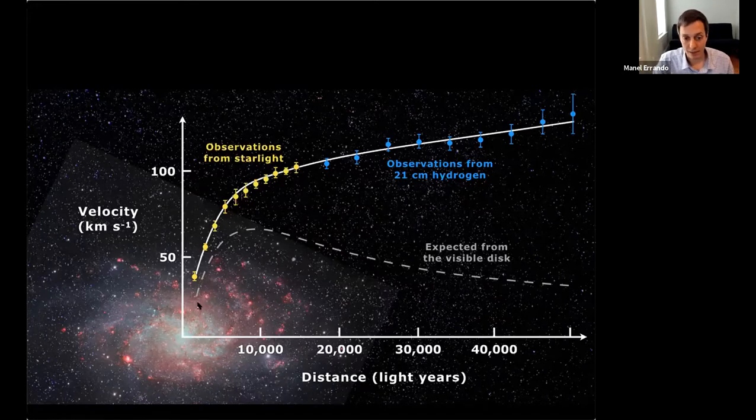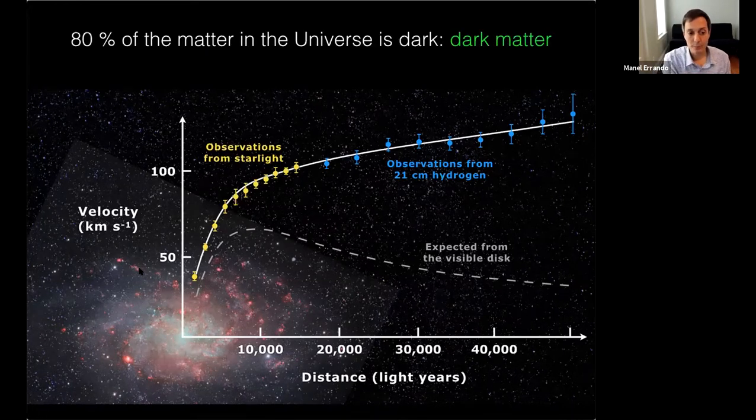So if I calculate how much mass there is that I don't see, we find out that 80% of the mass on any given galaxy is mass that we don't see. It's not in the form of stars, it's not shining. So that's why we say that 80% of the matter in the universe is dark, and that's why we call it dark matter. There's no other mystery.